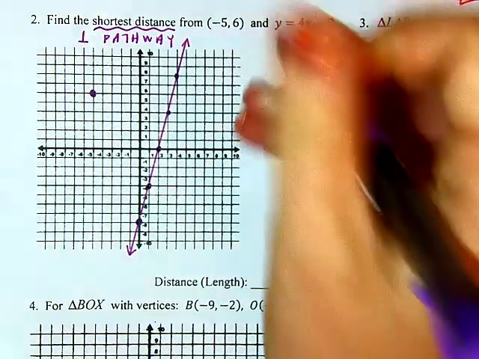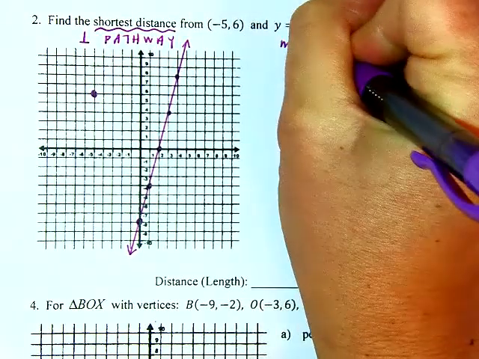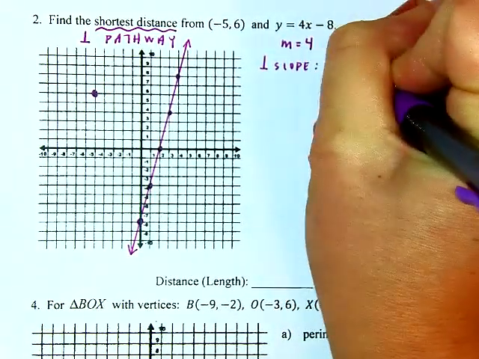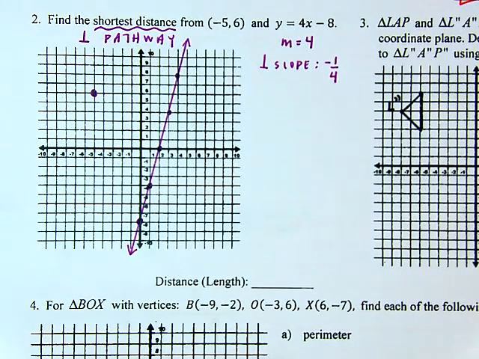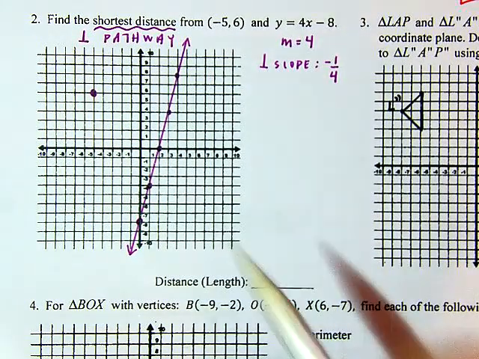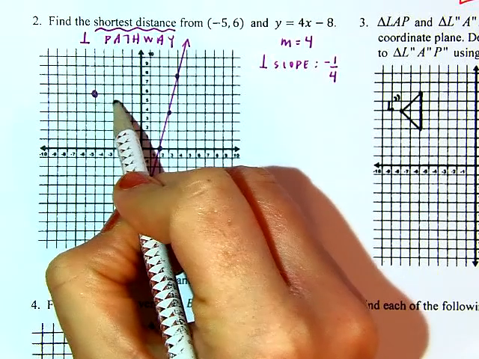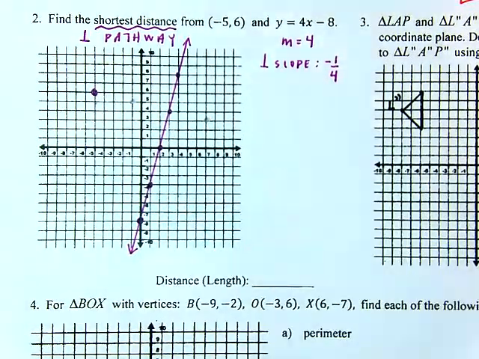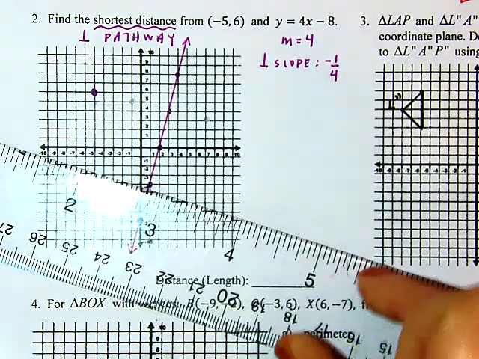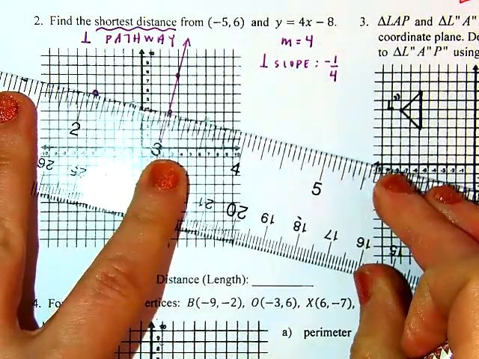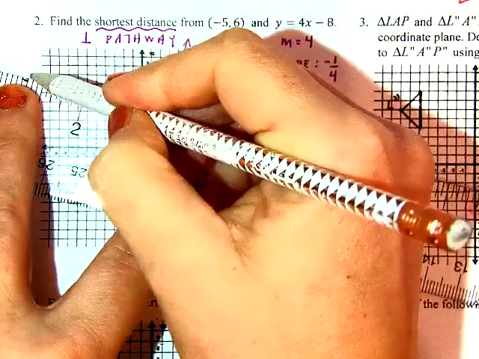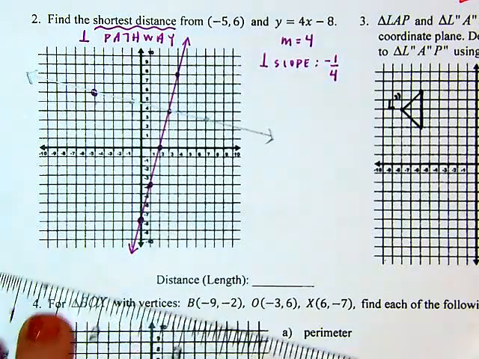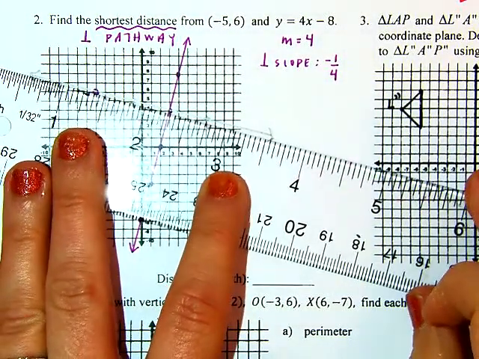All right, so my original slope for this line is 4. So my perpendicular slope has to be the opposite reciprocal, so I'm looking at negative 1/4. From my point, I'm going to go down 1 and right 4, down 1 and right 4, down 1, right 4. So here would be the perpendicular line that slices through the point and the line. But what I'm really interested in is this portion right here from the point to the line.